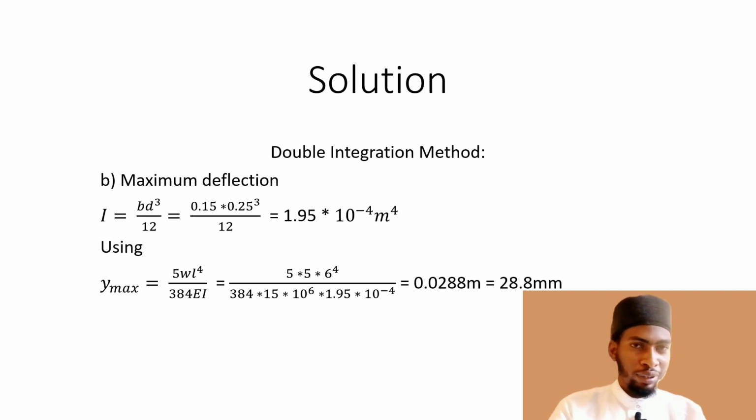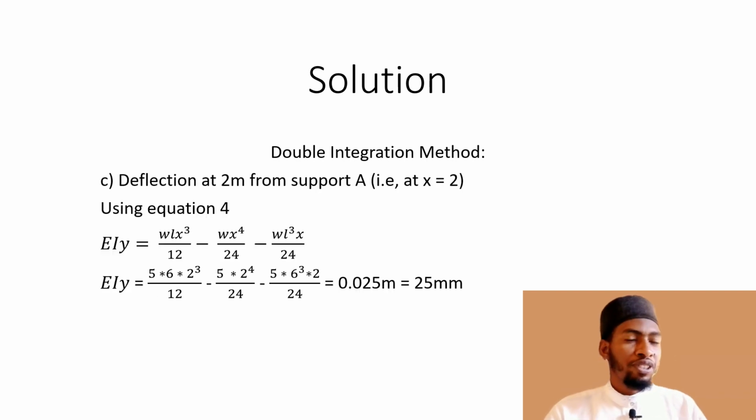After using the calculator and substituting, solving everything, I have 0.0288 meters, which is equivalent to 28.8 millimeters. So this tells us we have 28.8 millimeters deflection based on the data we used, and that's about 2.8 centimeters. So this is that. Let's move to the C part of the question.